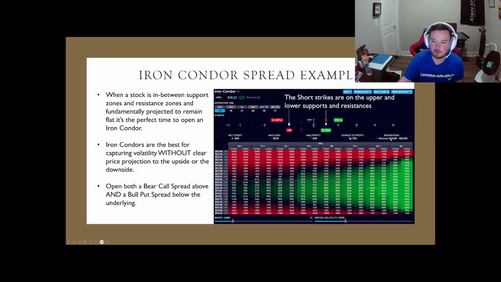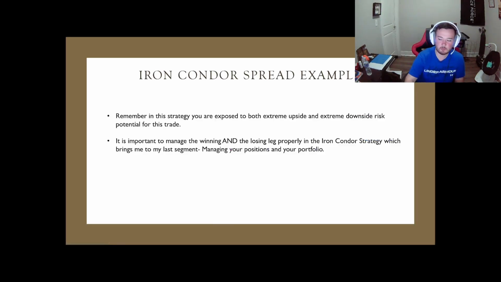And our break even here is, we have two break evens. If the stock is between 14.60 and 22.90, we are going to make money upon expiration, because both of our spreads will expire worthless. The Iron Condor spread example. So remember, in this strategy, you are exposed to both extreme upside and extreme downside risk for this trade. It's important to manage the winning and the losing leg of the trade properly in the Iron Condor strategy, which is going to bring me into my last segment, managing positions and also your portfolio with spreads.